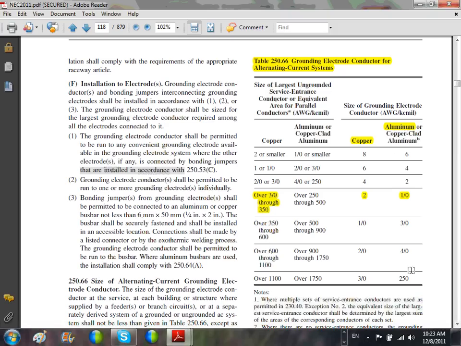Okay, your default is copper unless they tell you otherwise. Always size copper. I know that some contractors don't like that because aluminum is cheaper and lighter, but okay. You can use copper or aluminum. Look, the sizes are different.